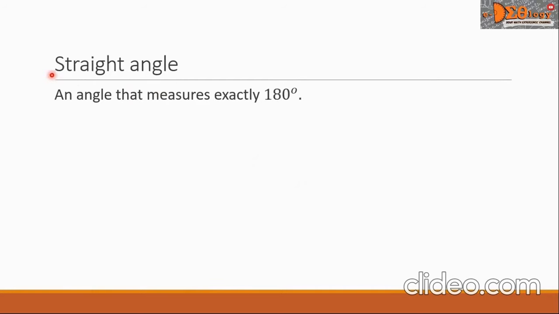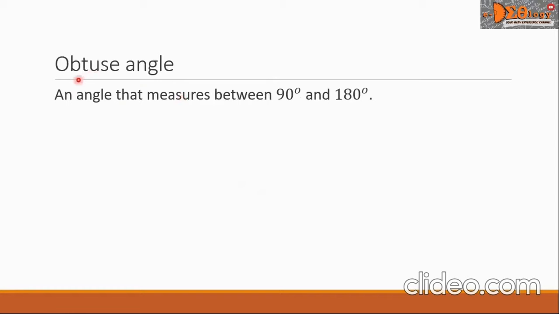The next angle is called straight angle. It is an angle that measures exactly 180 degrees. Here's a picture of a straight angle. It looks like a straight line. That's why the name is straight angle.